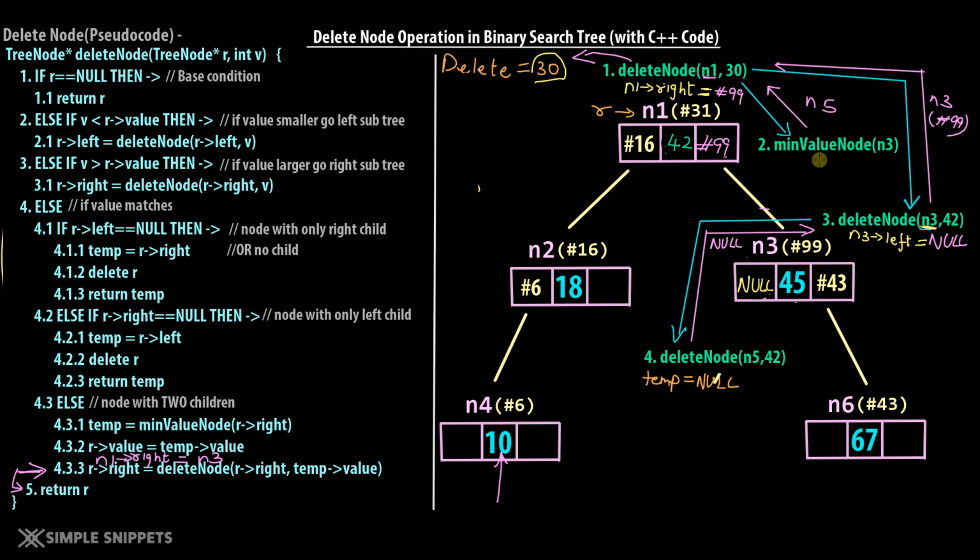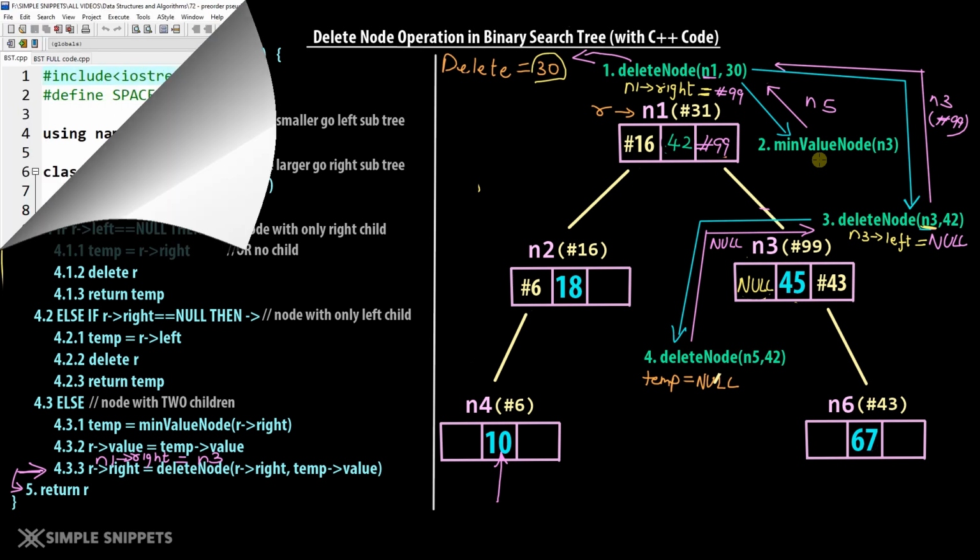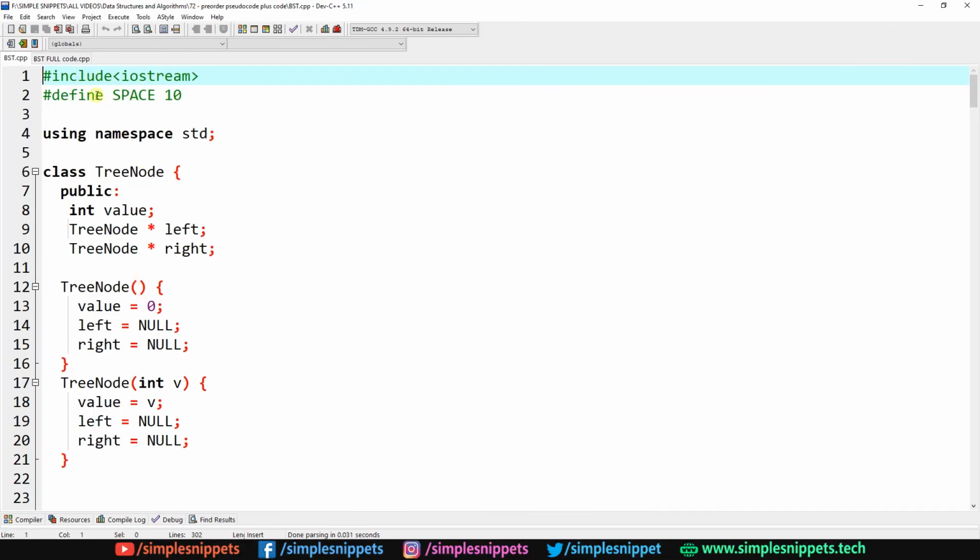And now the last thing that we have left is we have to convert this pseudocode and the minimum value function node pseudocode into a C++ program. So let's jump to the C++ IDE and directly see the program. Okay, so as you can see, I've opened up my Dev C++ IDE and I've opened up our bst.cpp program.